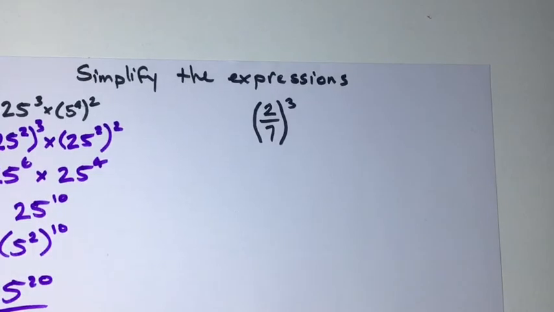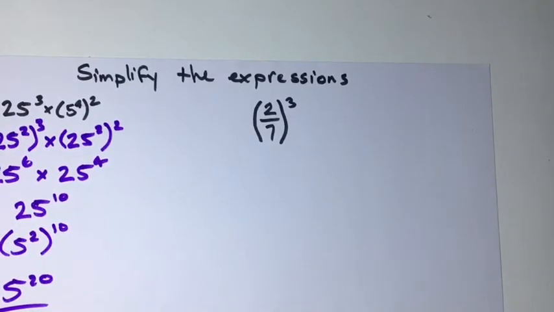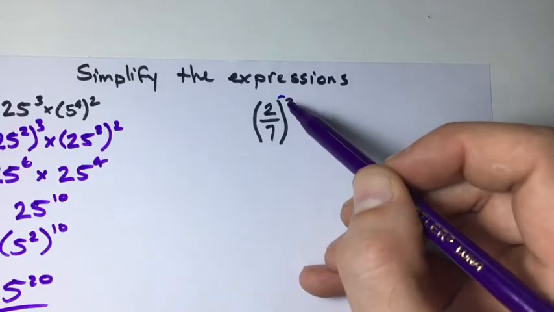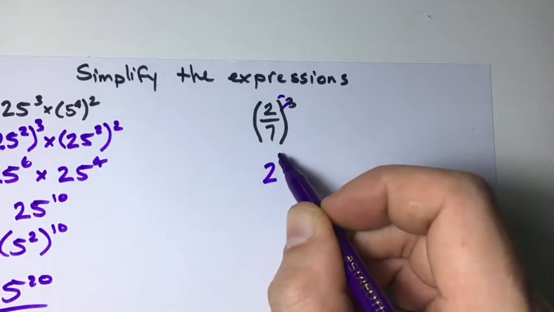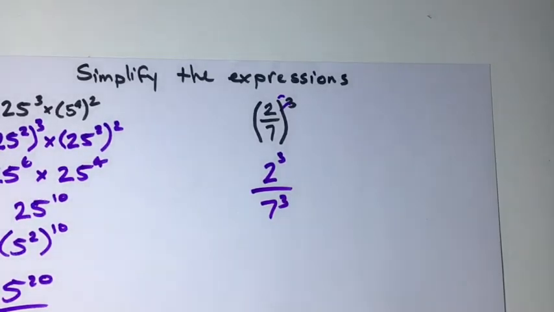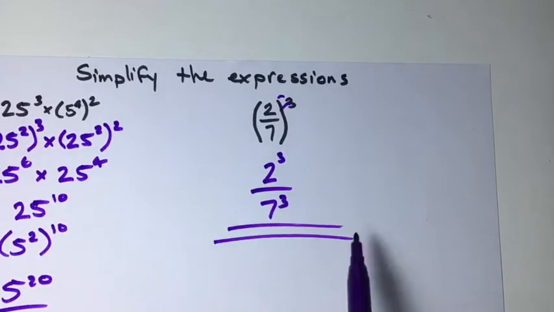Alright, let's look at this example. 2 over 7, all raised to the power of 3. This one's real easy. If you have a fraction that is raised to a power, you just distribute the 3, and we have 2 cubed over 7 cubed. Final answer.